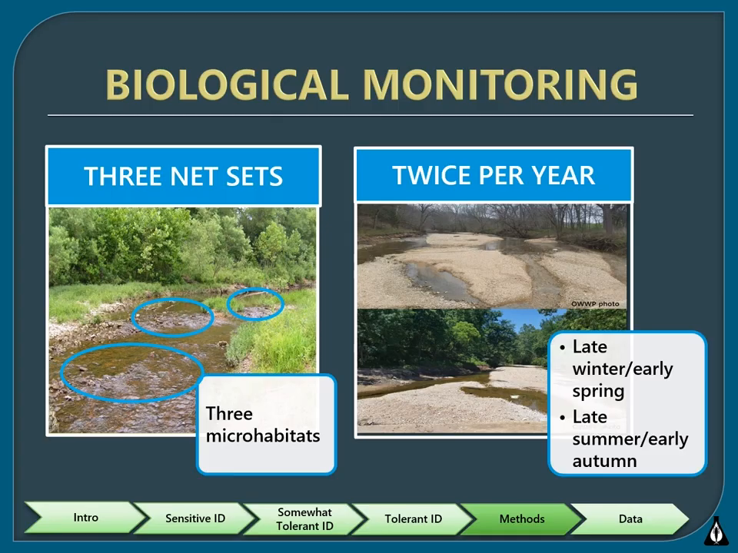Biological monitoring is conducted twice per year, once in the late winter, early spring before leaf on, and once in the late summer, early autumn before the leaves fall. This is because aquatic macroinvertebrates are largest at these times of year and easiest to identify.